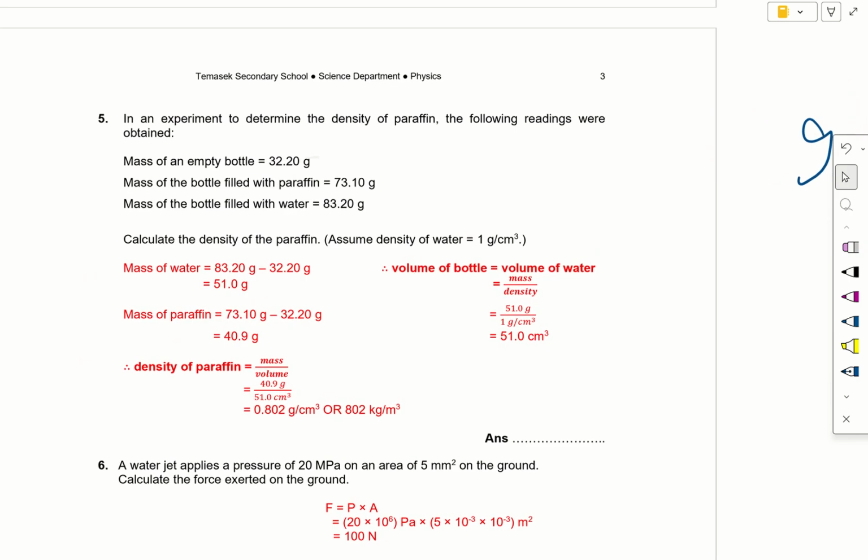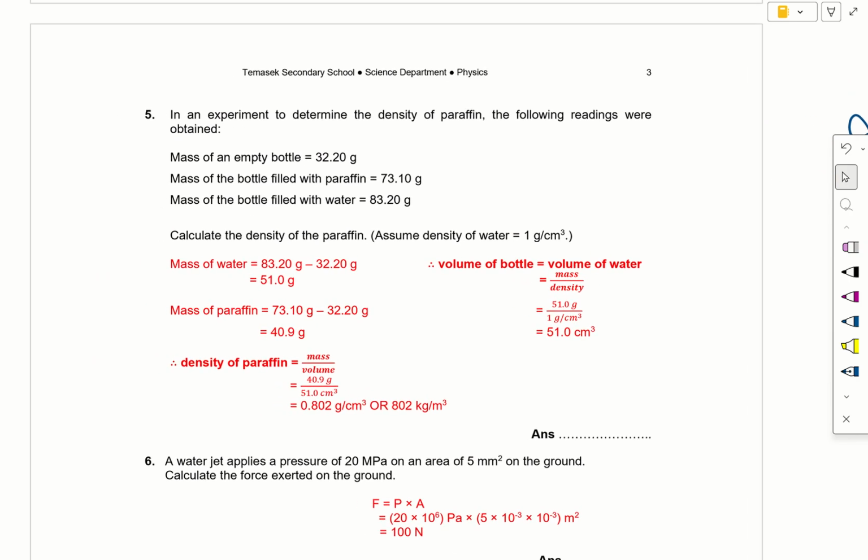Question 5. In an experiment to determine the density of paraffin, the following readings were obtained. Mass of an empty bottle, 32.20 grams. Mass of the bottle filled with paraffin, 73.10 grams. So I can know the mass of paraffin to be 73.10 minus 32.20, which equals 40.9 grams.